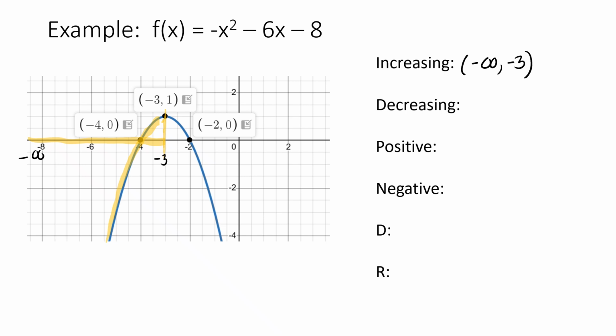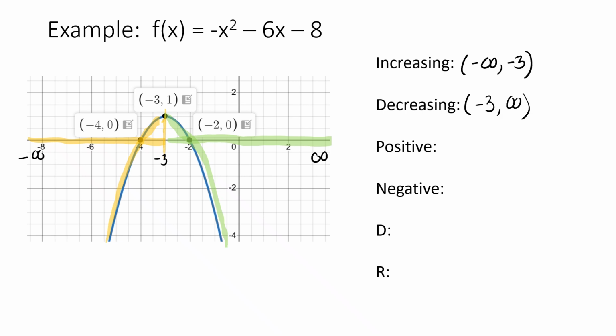Now for decreasing, that would be where the function is heading down. And for that, again, we're doing this chunk of the number line, and we will invoke that positive infinity. And so it starts decreasing at the -3 and goes to positive infinity.